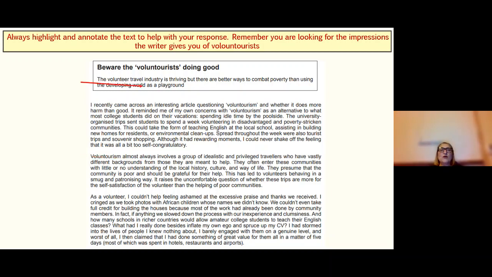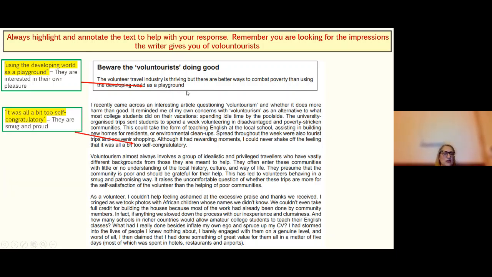So I've shown you an example here of some annotations. I've taken a quotation, "using the developing world as a playground", and then I've put it into my own words. How do I think that relates to the question? What impression does it give me of volunteerists? To me, it means they're interested in their own pleasure. They're not doing it to help the people that they're volunteering to help. They're just doing it for their own benefit. They're interested in their own pleasure. It talks about a playground. Okay, so I've gone through this.